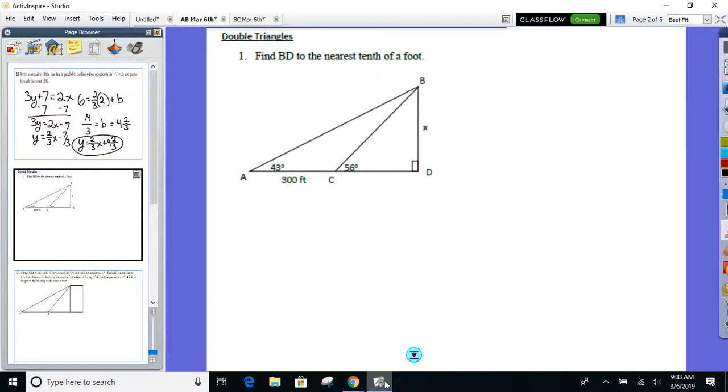I need to find side BD. Threw an X up there. So you guys have all these devices. You got law of sines. You got law of cosines. You got SOHCAHTOA from the middle of this unit. Anything you want to try to use right now to find X? Anybody want to throw anything out there to try to find side X? I'll listen.